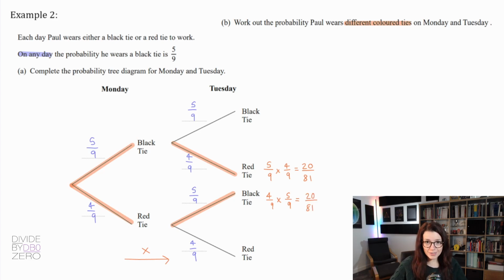Now to get the final answer for the probability, we want to go down the tree diagram using these two probabilities. And when we go down, we add the probabilities together. So 20 over 81 plus 20 over 81 gives 40 over 81 for the final answer.